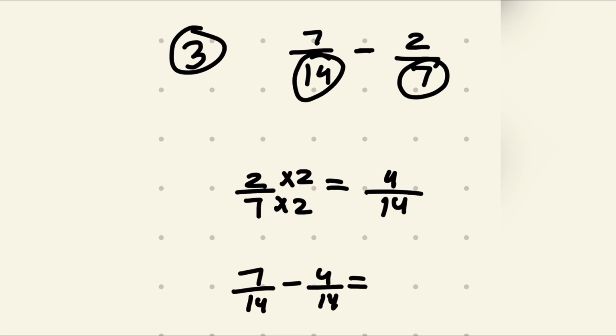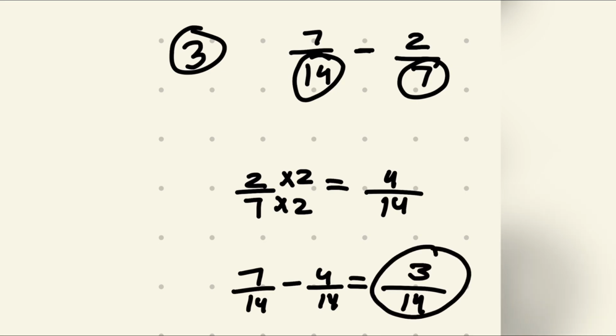Remember, denominators stay the same. We just subtract or add the numerators. In this case, we're subtracting. 7 minus 4 is 3. So our final answer is 3 over 14.